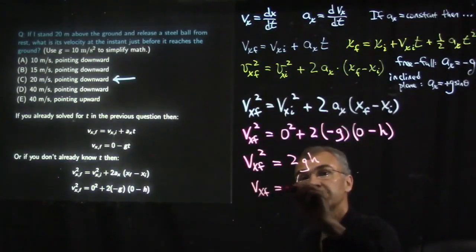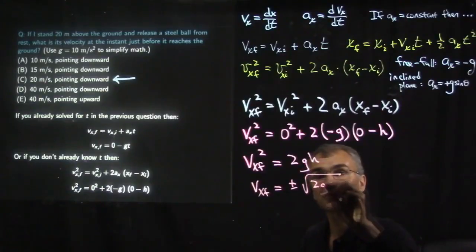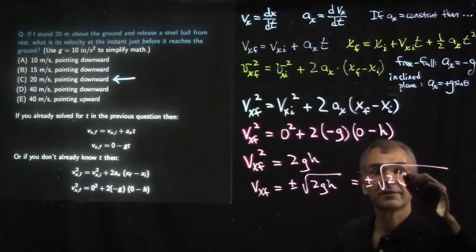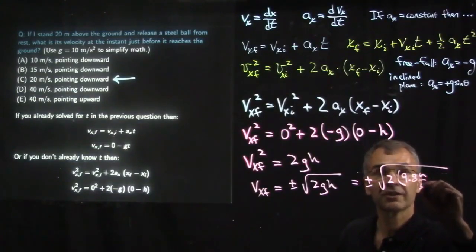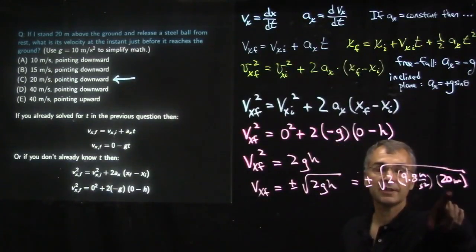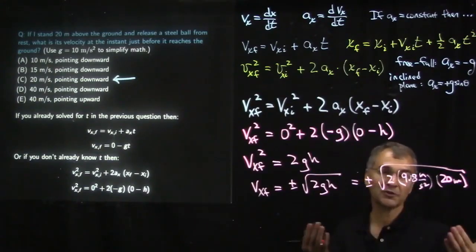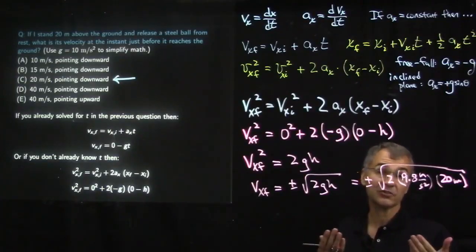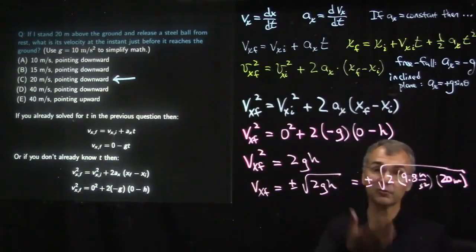Vx final is plus or minus the square root of 2gh. So that's plus or minus the square root of 2, and then we could say 10, but the 9.8 meters per second squared, and then 20 meters. 2 times 10 is 20, times 20. The square root of 20 times 20 is 20. I mean, 20 times 20 is 400, square root of 400 is 20. The answer is plus or minus 20 meters per second.